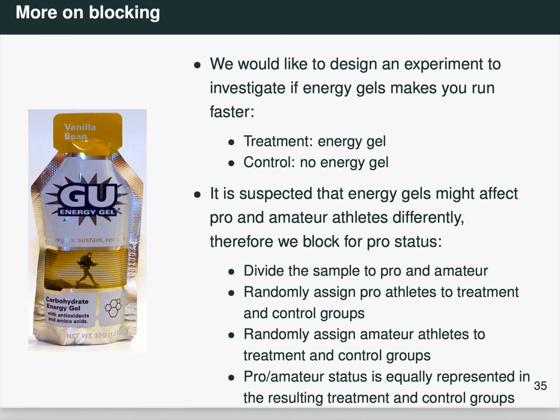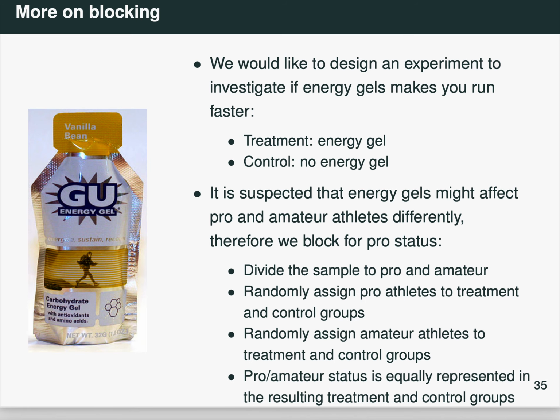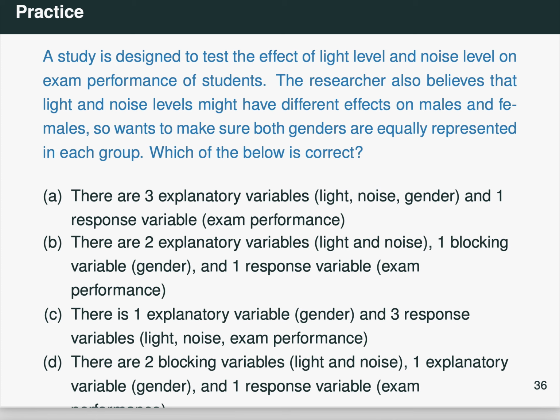So we're going to divide that sample into a pro group and an amateur group. And then we're going to randomly assign each group to the treatment or control. So that creates 4 groups. I have control amateur, control athlete, treatment athlete, treatment of amateurs. So it blocks them into different groups so I can observe what's happening between the different groupings of people. So pro-amateur status also has to be equally represented. I need to try as hard as I can to get the exact same number of people in all 4 groups. So let's look at a practice here.